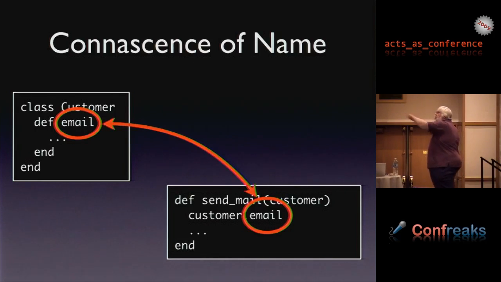So, if I rename the method email, I have to rename every place it's used. So the original definition and every use share a kinesis of name. And we see that in the refactoring browsers, where you have the refactor method that changes all the method names and the related uses of them.